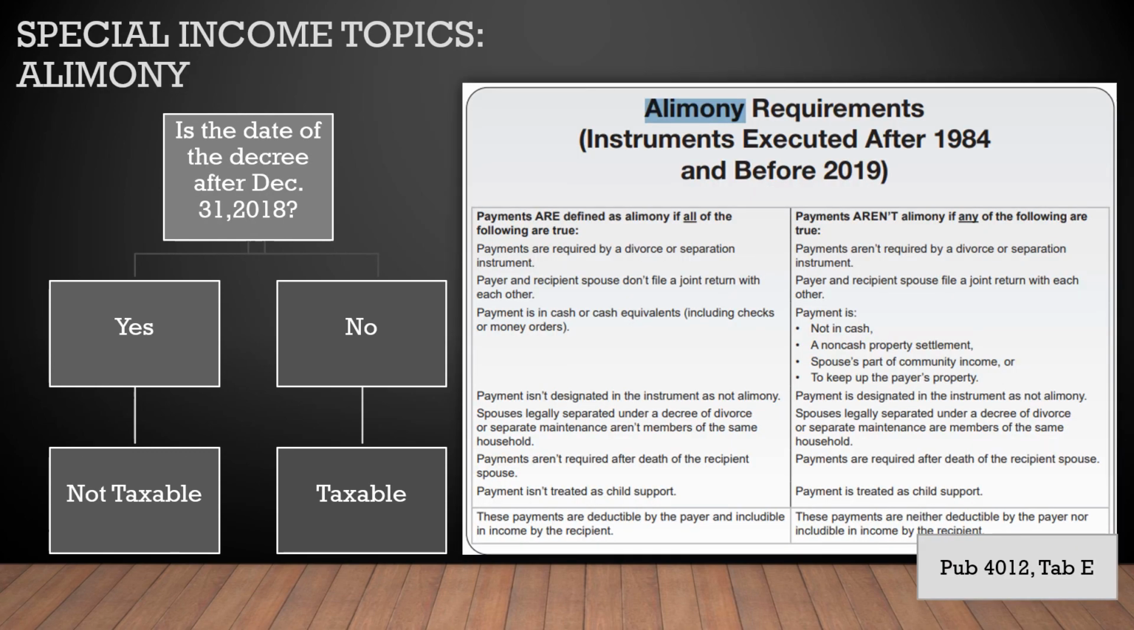Our second special income topic is alimony. And as we talked about in the excluded from income slide, if the divorce decree is after December 31st, 2018, then that alimony is not taxable to the recipient. If the decree is before that, then it generally will be taxable to the recipient. And on the other side of that, the person paying the alimony would be able to deduct that from their income. But if the decree is after that December 31st, 2018, the recipient does not claim it as income and the payer does not deduct it. And there's a little more information in a chart in Publication 4012 on tab E.